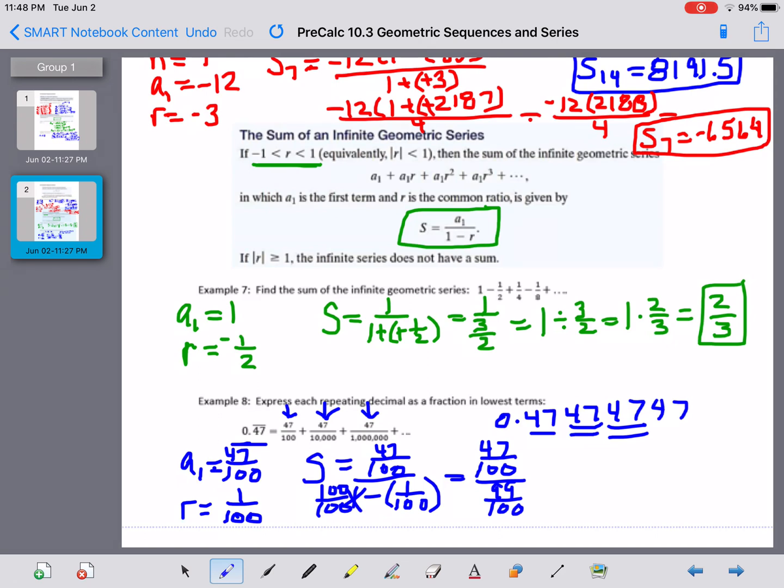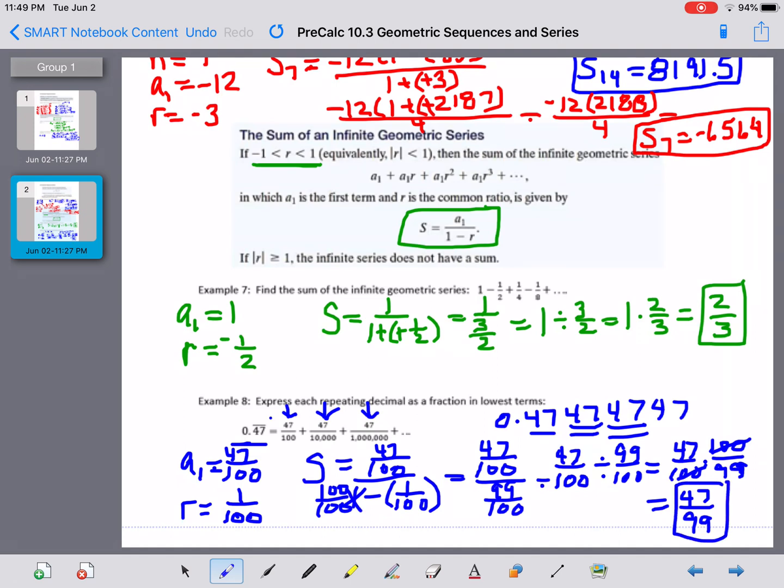So that's the top fraction divided by the bottom fraction. Or another way of putting that is keep, change, flip. And my 100s cancel, and I am left with the fraction 47 over 99. That will be the summation, or another way to write my repeating decimal is 47 over 99.